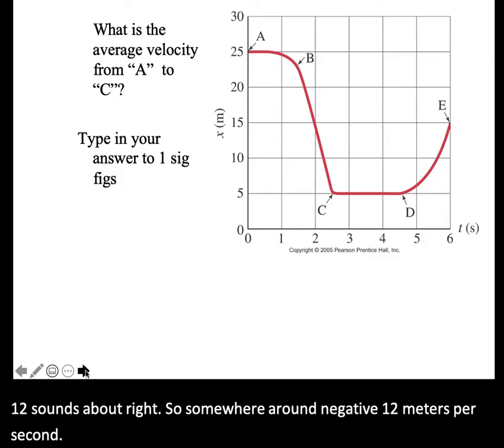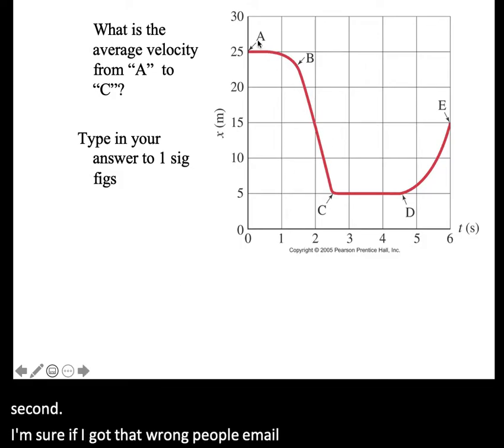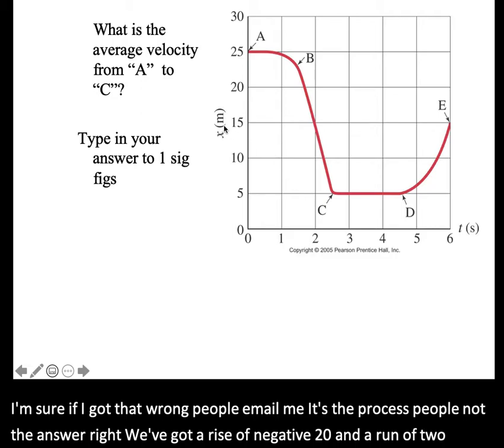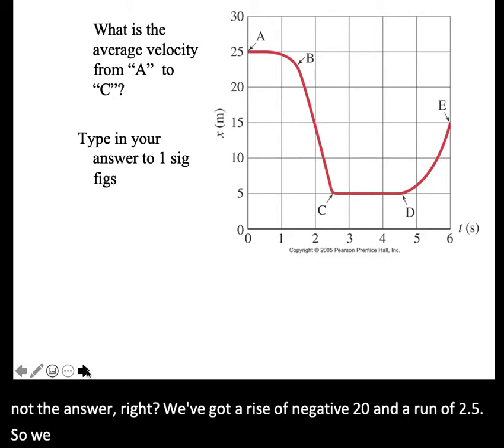I'm sure if I got that wrong, people will email me. It's the process, people, not the answer, right? We've got a rise of negative 20 and a run of 2.5. So we definitely have a slope that has units of meters per second.